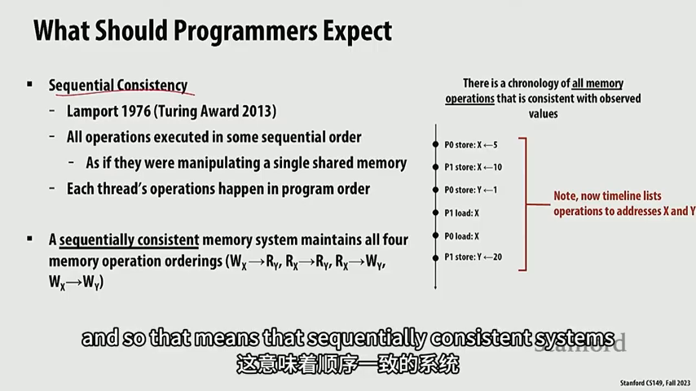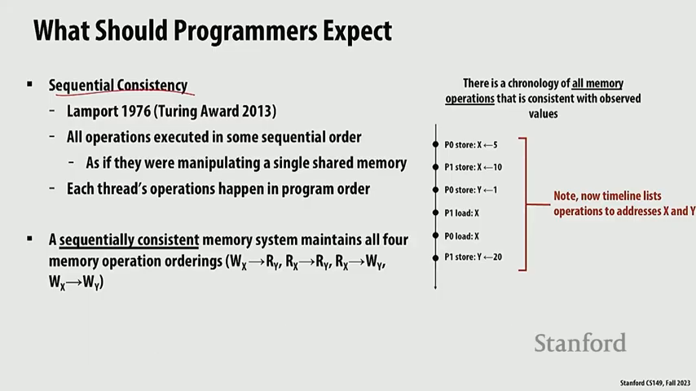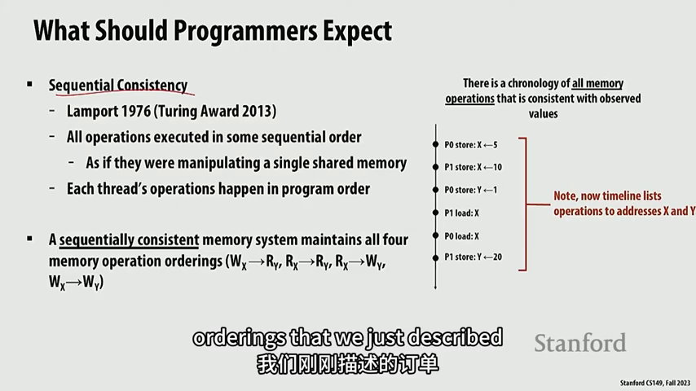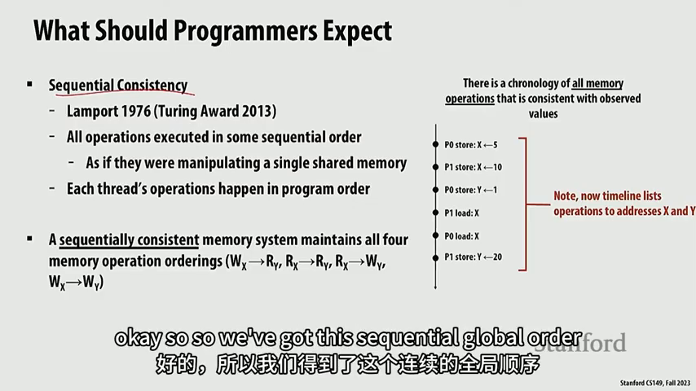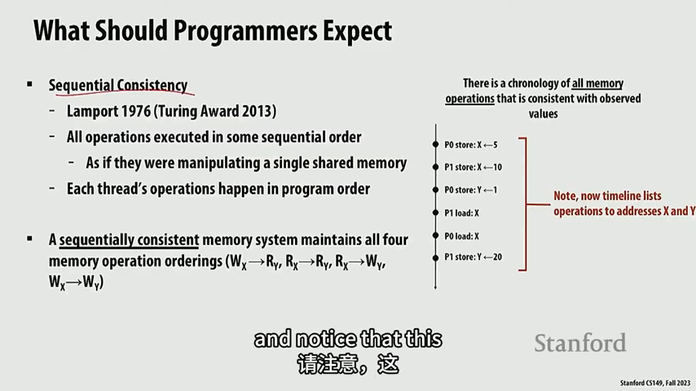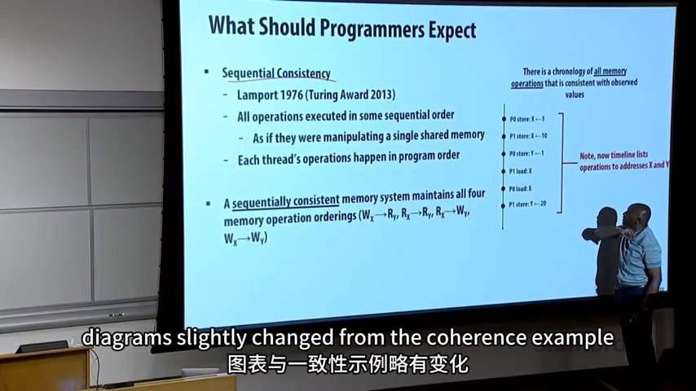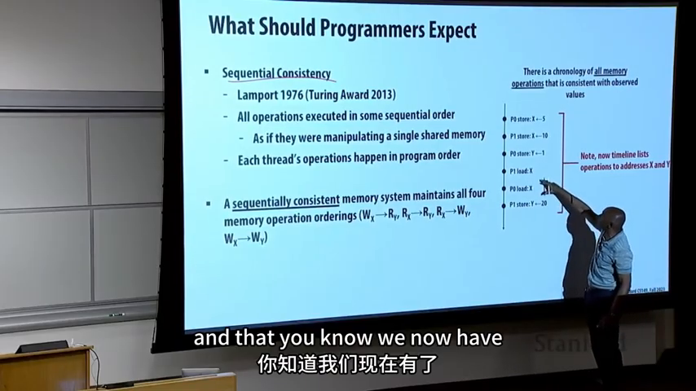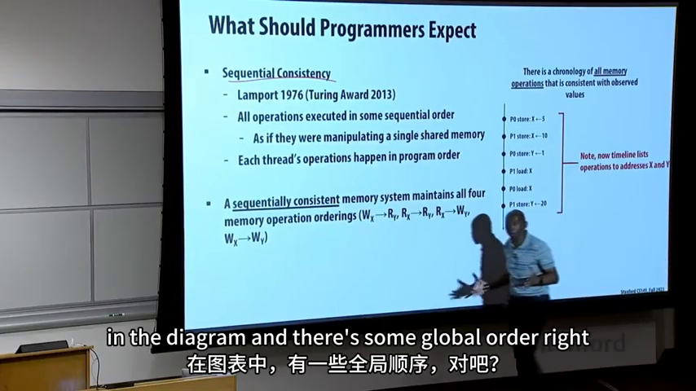Okay? And so that means that sequentially consistent systems maintain all of the four memory orderings that we just described: write to read, read to read, read to write, and write to write. Okay? So we've got this sequential global order, and notice that this diagram slightly changed from the coherence example, in that we now have multiple addresses, X and Y, in the diagram, and there's some global order, right?